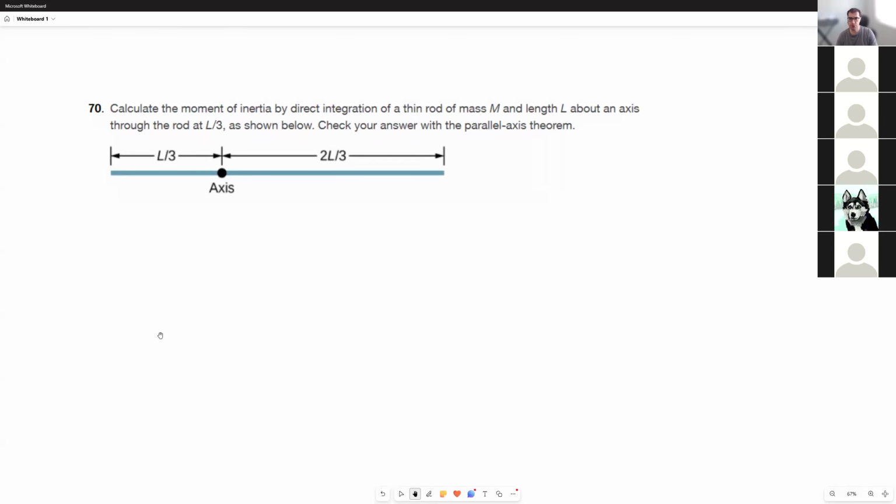Let's calculate the moment of inertia by direct integration of a thin rod of mass m, length l, about an axis through the rod as shown below. Check your understanding with the parallel axis theorem. Let's go about the parallel axis theorem, okay? How can you use it, guys? Someone tell me, how do you use the parallel axis theorem to find the moment of inertia about this axis?